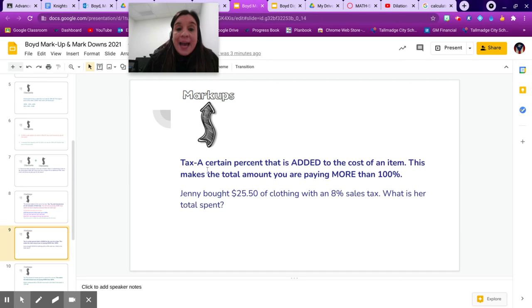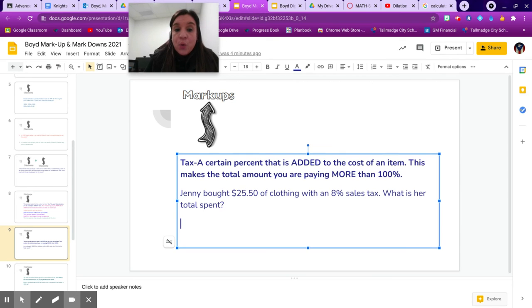Tax, I read that wrong. Tax, a certain percentage that is added to the cost of an item. This makes the total amount you are paying more than 100%. So Jenny bought $25.50 of clothing with an 8% sales tax. What is her total spent?